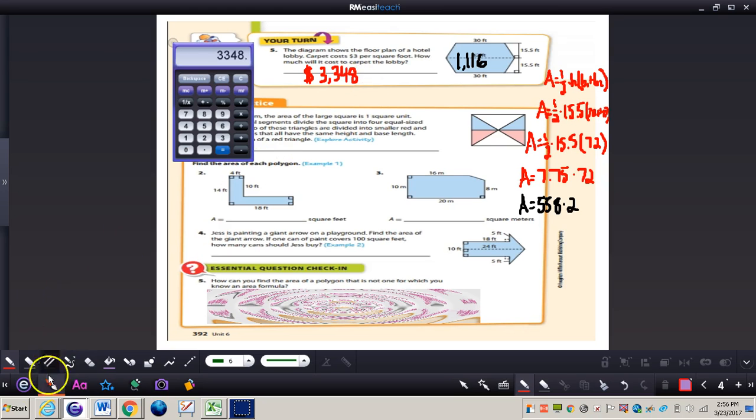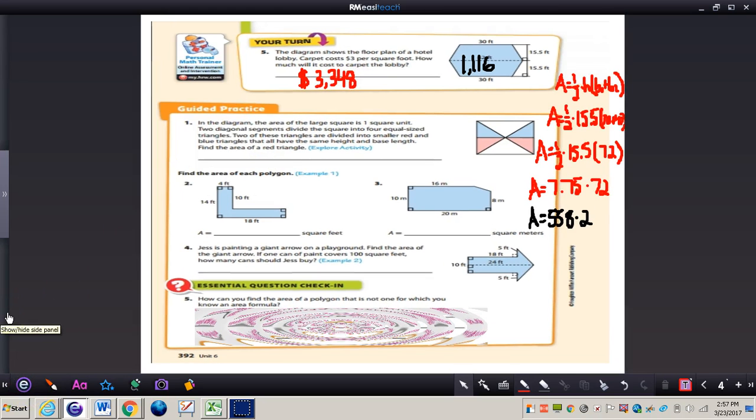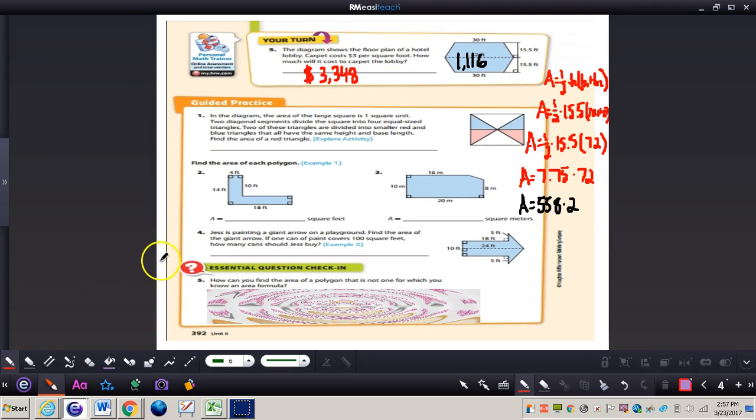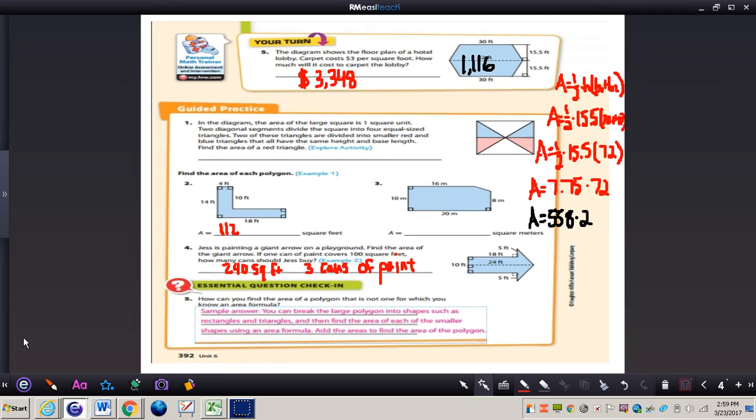For number 5. Now what I would like you to do is take a look at number 2, and you can work on that now. Okay, so the answer to this question is 112 square feet. Now what I would like you to do is take a look at number 4. I'd like you to work on that now. So the answer to number 4 is 240 square feet. And how many cans should Jess buy? 3 cans of paint. So this concludes the video on area of polygons. If you have any questions about this concept, please come and see me.